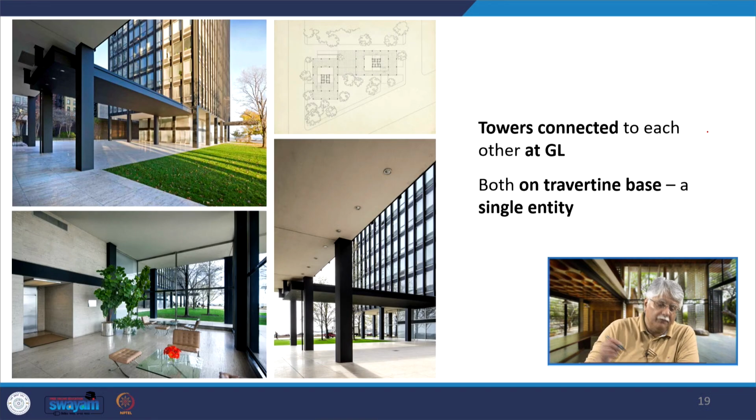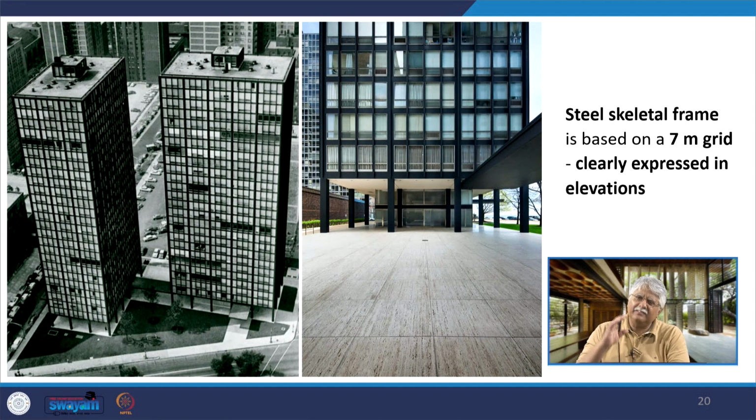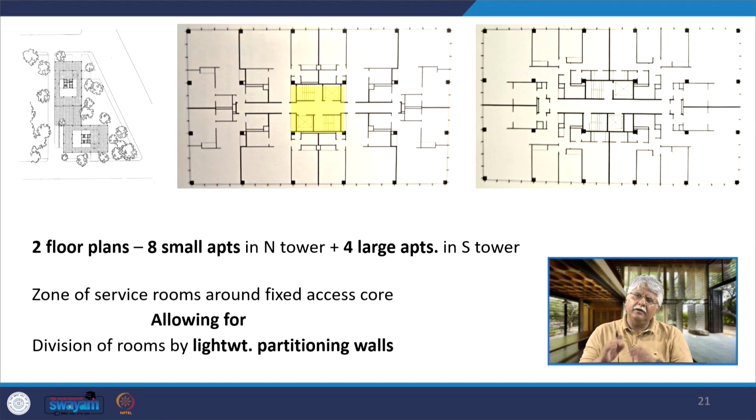The towers were connected to each other at the ground level by this travertine stone platform that connected both of them together. So again he was using a very expensive stone. It had a very sleek skeletal frame which was based on a 7-meter grid. This was a 7-meter grid which is clearly expressed in the elevations. Now when we look at the floor plans of both the buildings, one had 8 small apartments in the north tower and the other had 4 large apartments in the south tower.